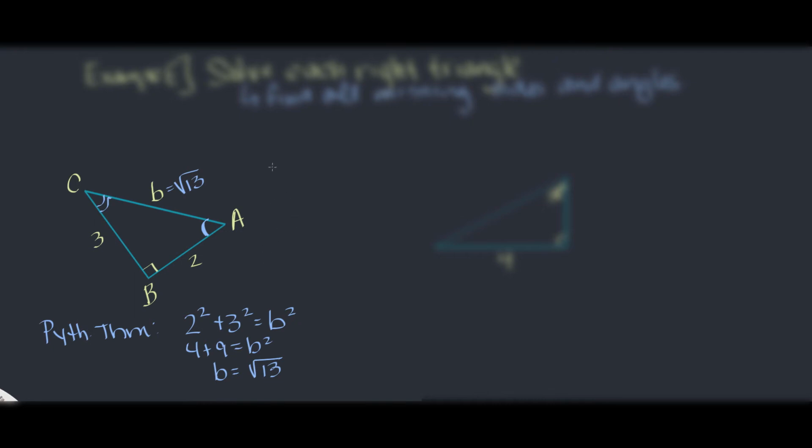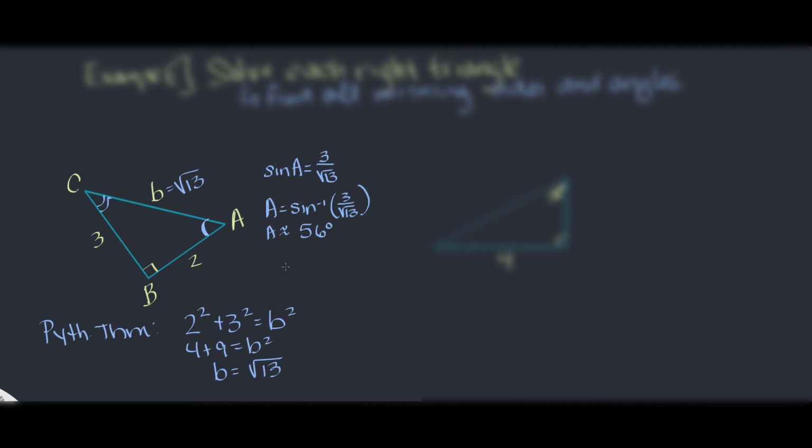Let's say I chose to do the sine. If I choose the sine of angle A, the sine of angle A we know is opposite over hypotenuse. So the sine of angle A is 3 over root 13. So that means that A must be inverse sine of 3 over root 13. I could just use my calculator to find out what the inverse sine of 3 over root 13 is. And it looks like it's approximately, we'll round to the nearest degree, 56 degrees.